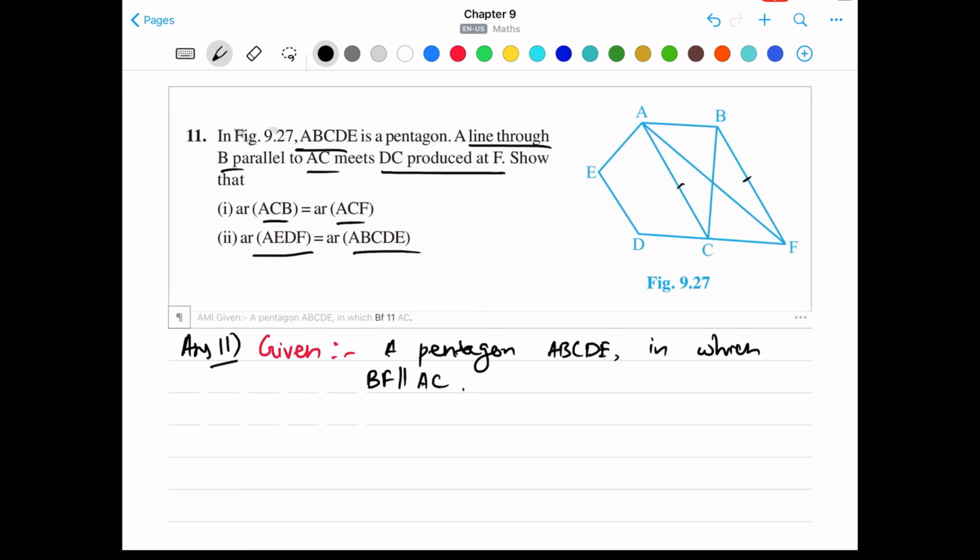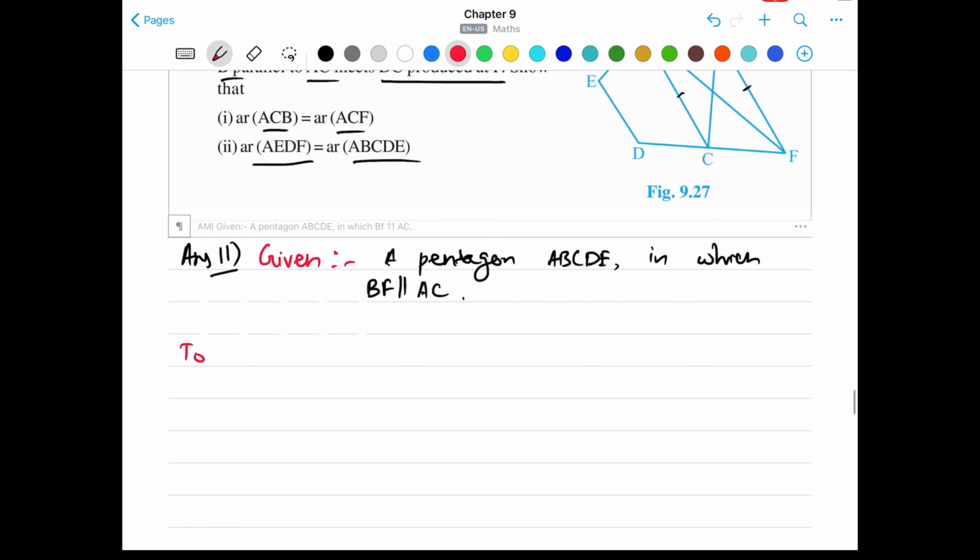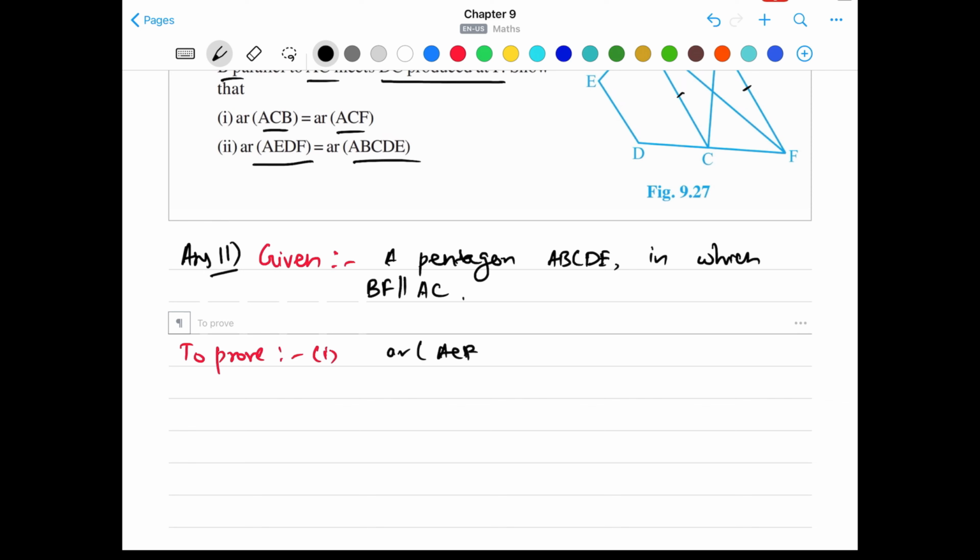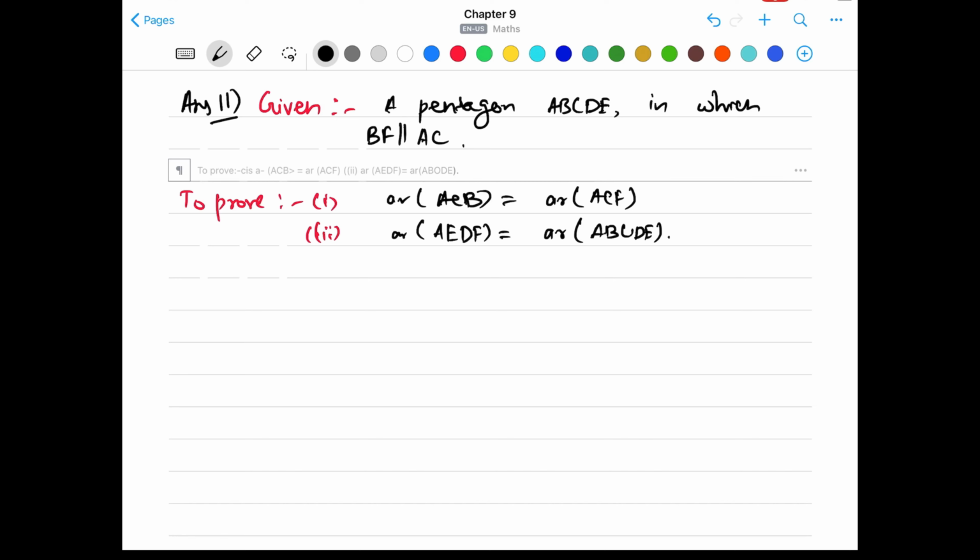And we have to show two things. First, we have to prove that the area of triangle ACB equals the area of triangle ACF. And secondly, we have to prove that the area of figure AEDF is equal to the area of pentagon ABCDE. Let's try its proof. Proof of part 1.